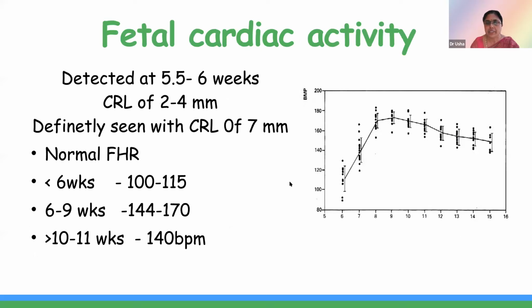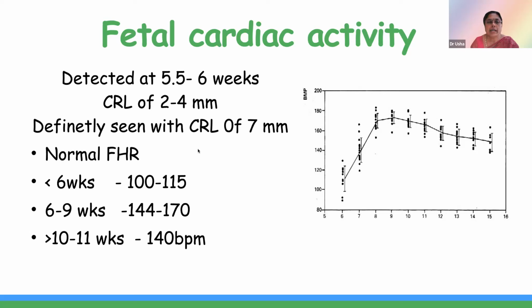Fetal cardiac activity, that is the fetal heart, is the first structure to start its function. It is usually detected at 5.5 to 6 weeks, when the CRL is about 2 to 4 millimeters. Actually, the minute you see the fetal pole, usually we will be able to identify the cardiac activity. That flickering movement is what catches our eyes and helps us see the fetal pole. But in some cases, the fetal cardiac activity may be a little bit delayed. It should definitely be seen when the CRL is 7 millimeters.